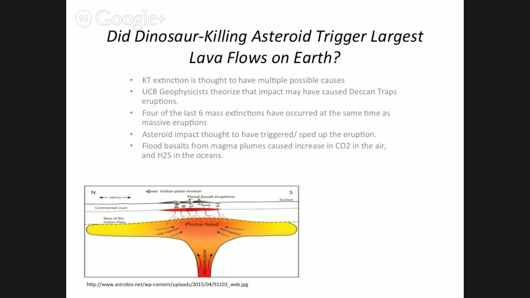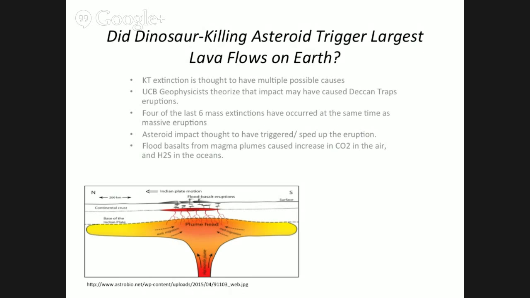And the evidence for the asteroid impact being around the same time as the eruptions is, I think they're finding more and more evidence. They've dated the two events to be within 100,000 years of each other, which, according to one of the geophysicists from Berkeley, can't just be mere coincidence. It's a very low chance that they randomly happened around the same time.